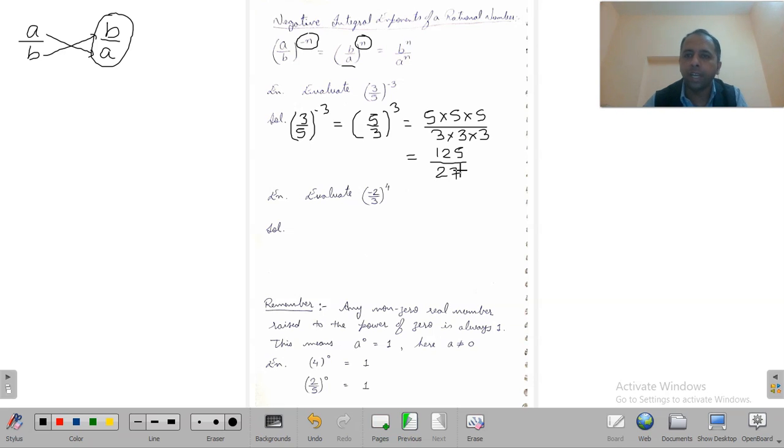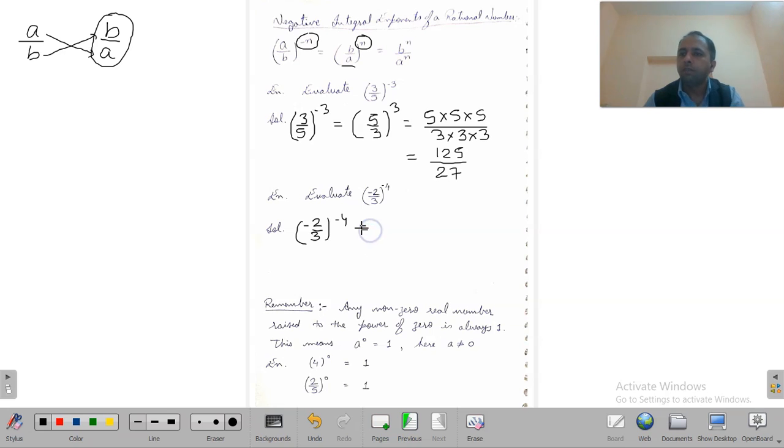Okay, let's take one more example. Evaluate minus 2 upon 3 to the power minus 4. Now look, the rational number is negative, and the base is also negative. So what will we do? Minus 2 upon 3 to the power minus 4.